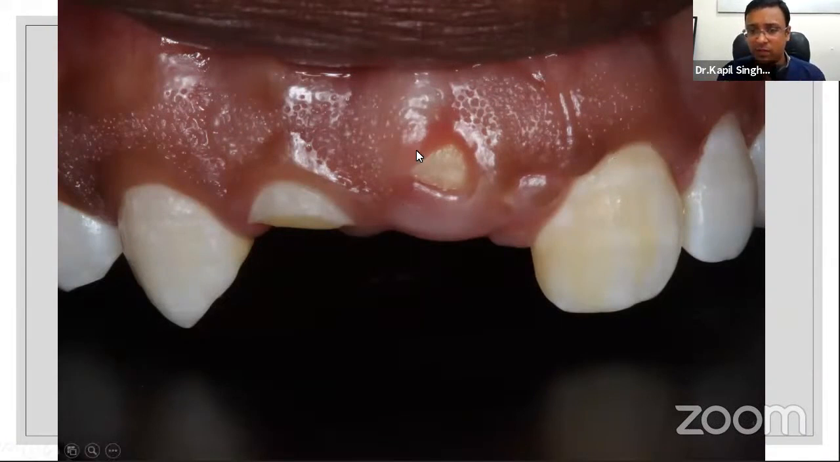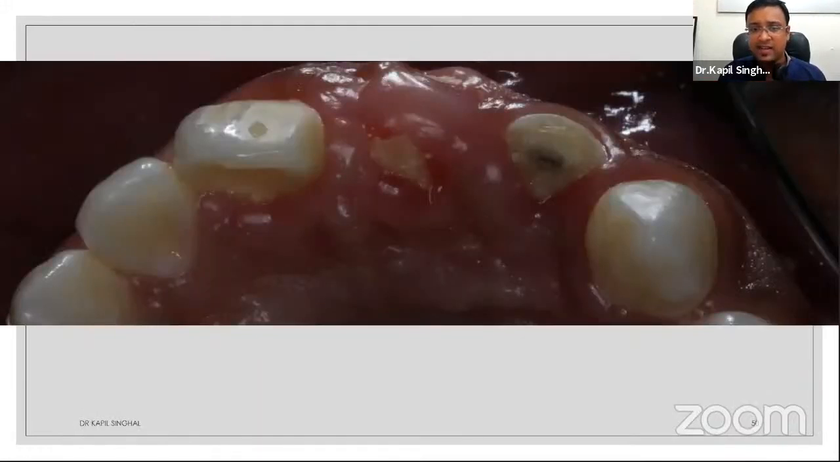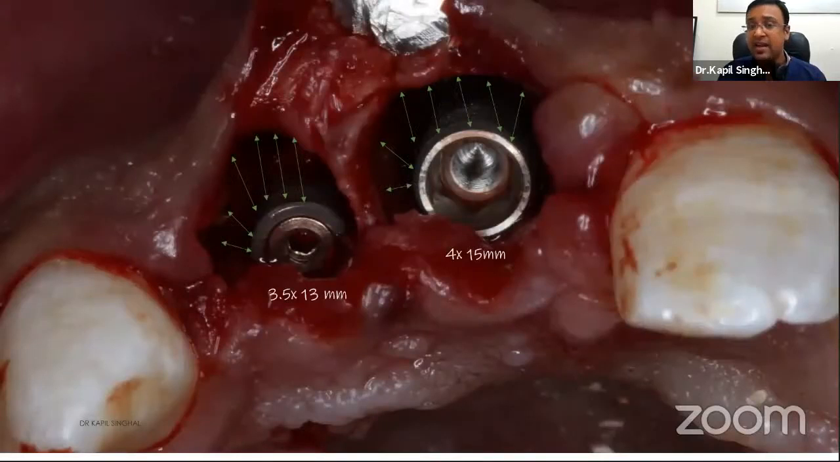But you can see a soft tissue defect here. Okay, so this is a point of concern for me. And the labial plate thickness was thin in this case, less than 1 mm. So what I did, I extracted both the teeth and I didn't reflect the labial flap.